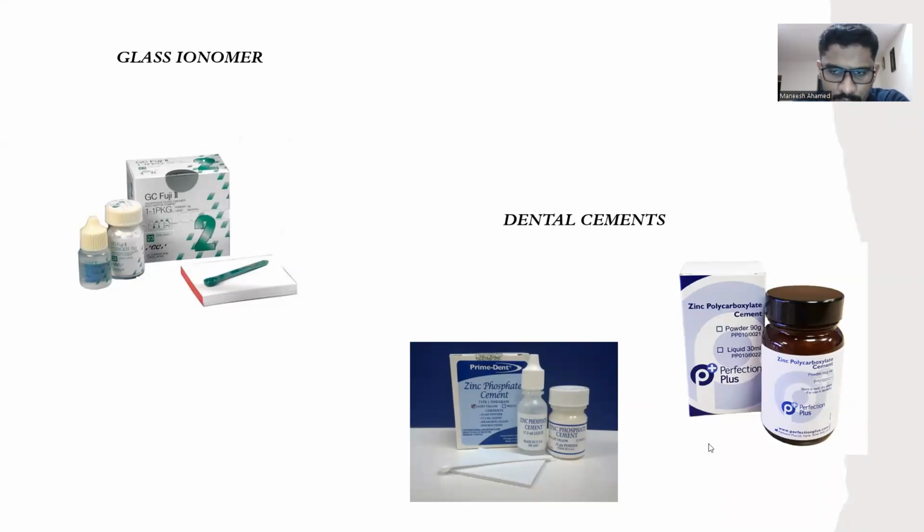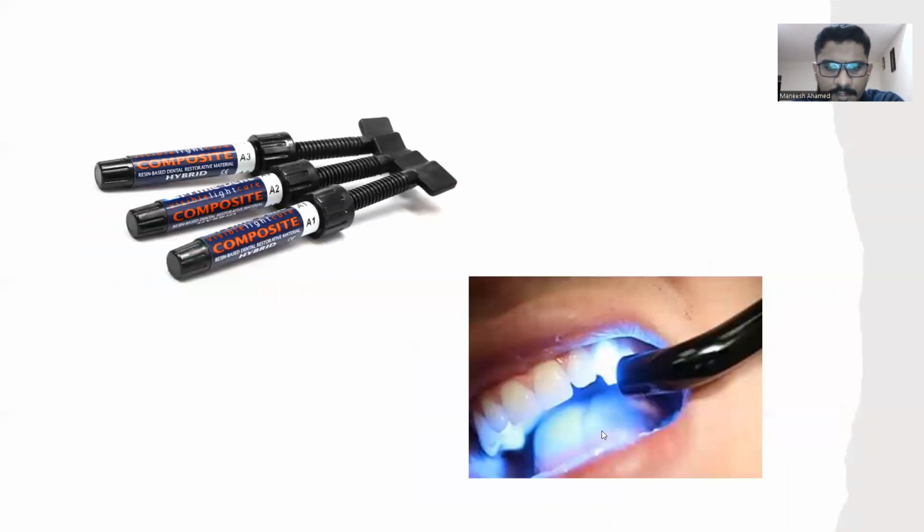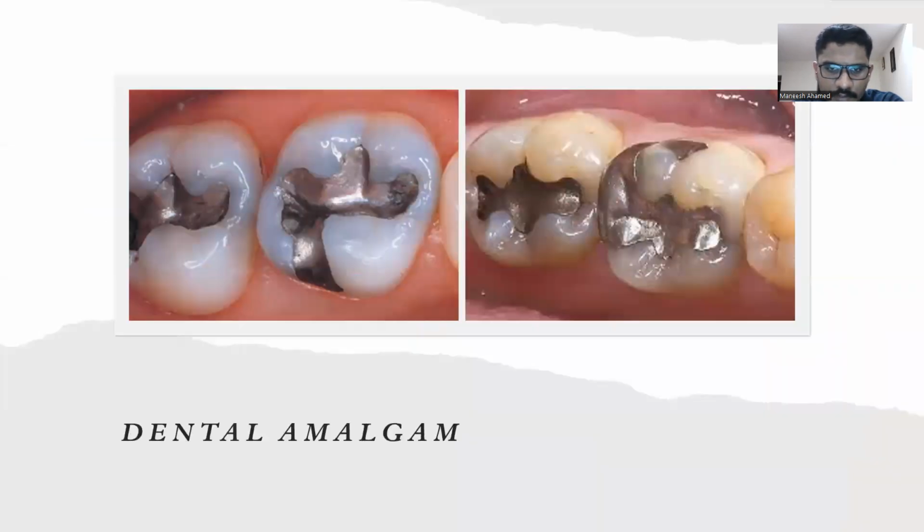Similarly, zinc polycarboxylate is another material which was developed for the same purpose. And one similar property of zinc polycarboxylate and GIC is that it can also chemically bond to the tooth structure. So these are the important cements which are used in restorative dentistry in combination with other dental materials. Besides acting as cements, these materials also have several other wider applications. So these are the important materials which are used to restore teeth.